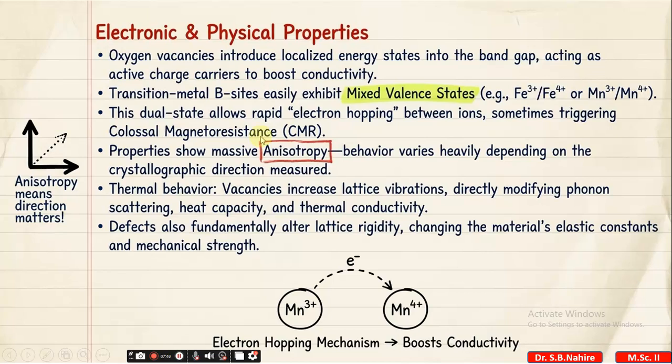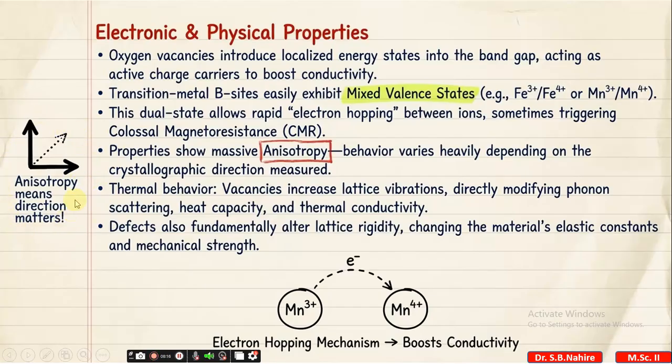Next line. This dual state allows rapid electron hopping between ions and sometimes leads to a phenomenon called colossal magnetoresistance, or CMR. Now next concept. These materials show strong anisotropy. This means their properties depend on direction. So behavior changes depending on which crystallographic direction you measure. As shown on the left side, anisotropy simply means direction matters.